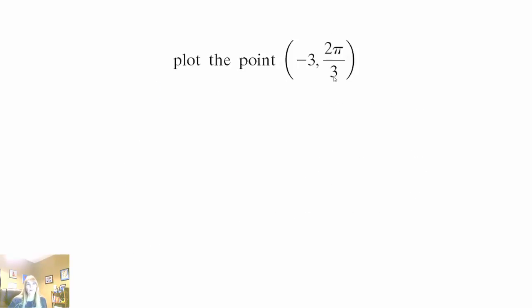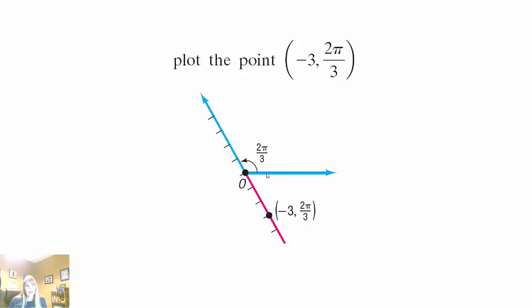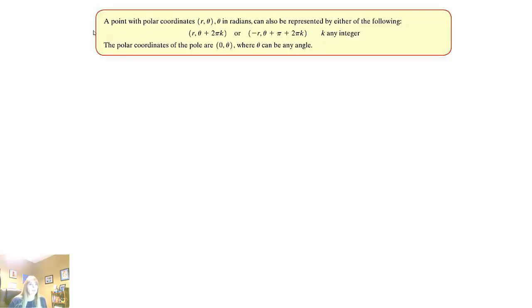So if I want to plot this point -3, 2 pi over 3, first thing I do is I plot the angle 2 pi over 3. And notice if I go 1, 2, 3 units, if that was a positive 3, my point would be right there. But this is negative, so I go to the other side, 1, 2, 3, and I get my point. So practice these, right? It says a point with polar coordinates r, theta, so my radius, my theta, angle in radians, can also be represented by either of the following.